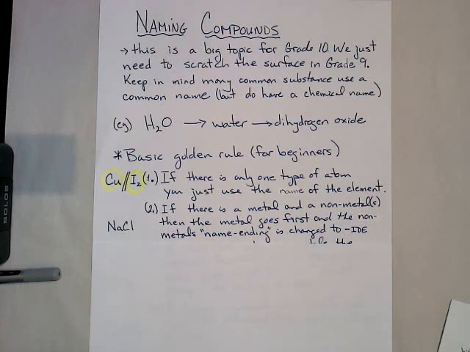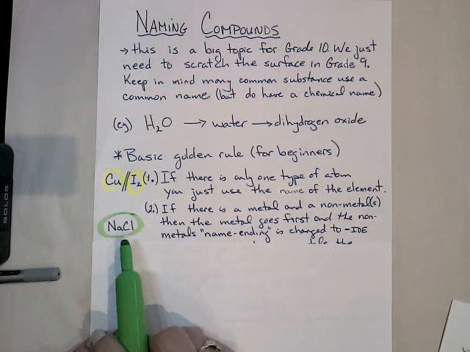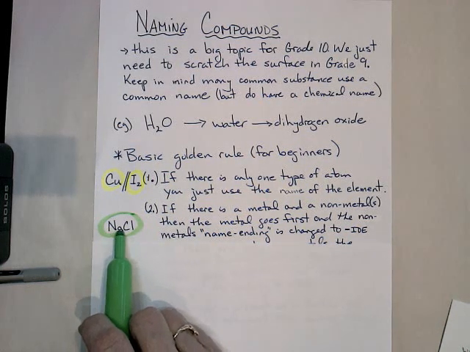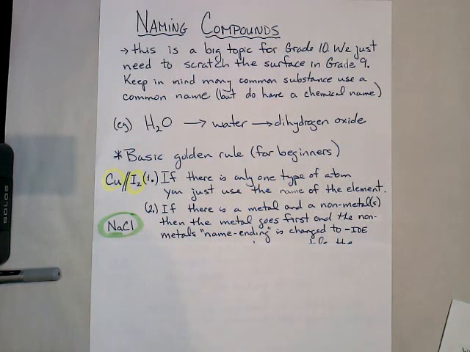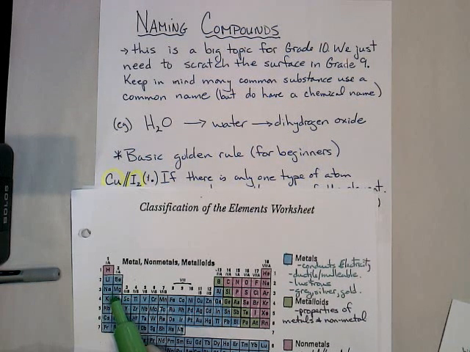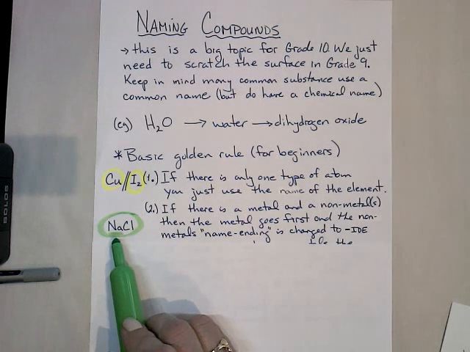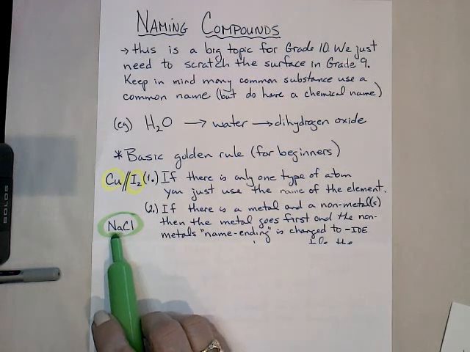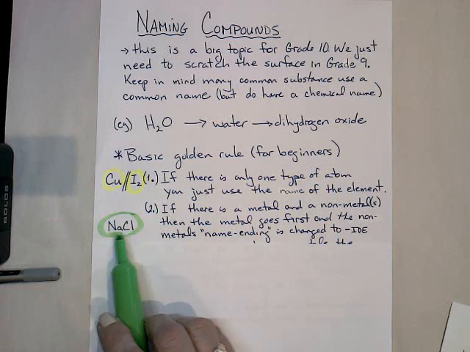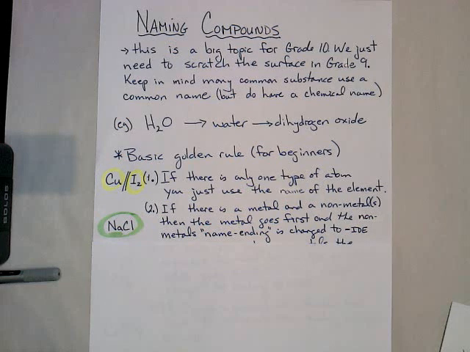All right, so it says, what are we talking about here? So sodium is a metal, and if you're not sure, you could check on the periodic table, and there it is. And chlorine is a non-metal, and so we'll look at some examples in a moment, but so this becomes sodium chloride. The metal goes first, the non-metal goes second, and we change the ending to "ide."